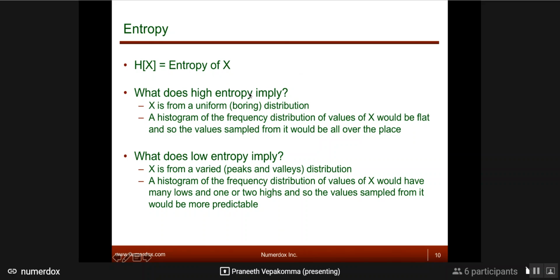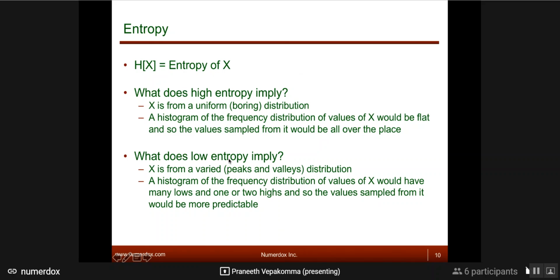So what does high entropy imply? It means high uncertainty, right? It comes from a uniform distribution, where everything is possible. It's highly random. You can't predict really which one is more likely or less likely. A histogram of the distribution will be flat, right? Why would it be flat? Because every event will have equal probability or equal frequency of occurring. So it would be flat when you generate that experiment.